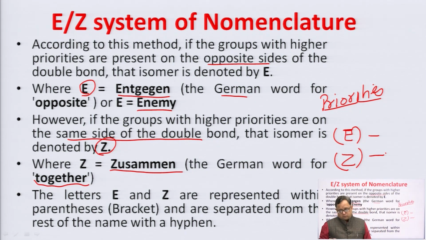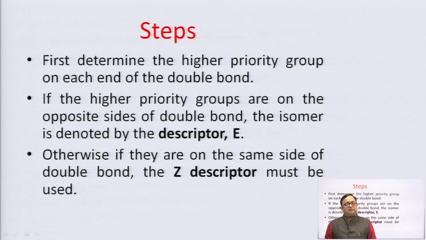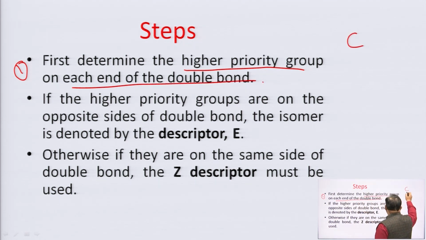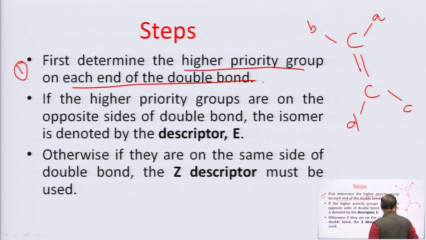Now, we have to go deeper to see this. What steps are involved in the EZ system? First of all, determine the higher priority groups on each end of the double bond. Means, if this is the case, A, B, C and D.